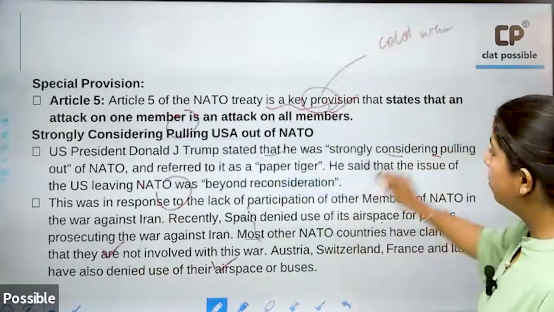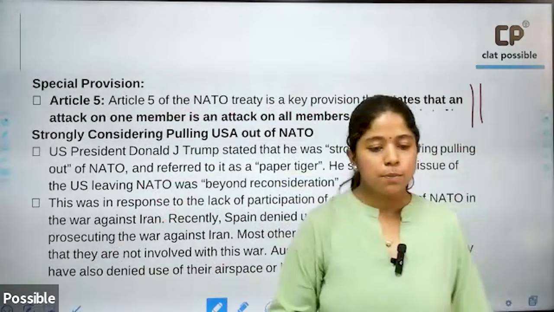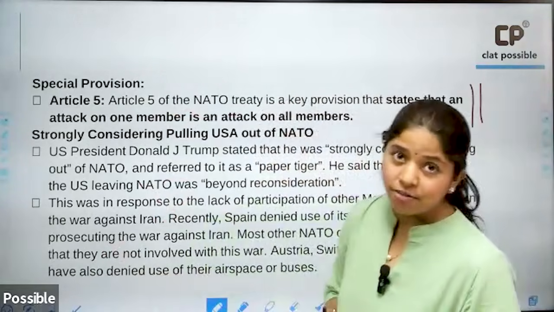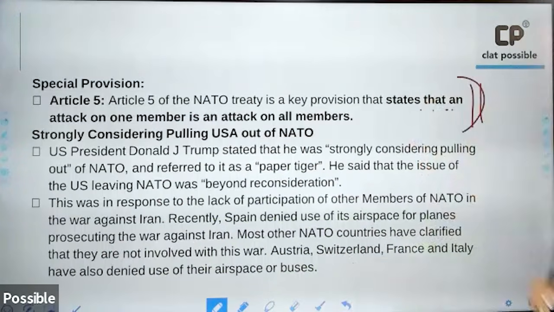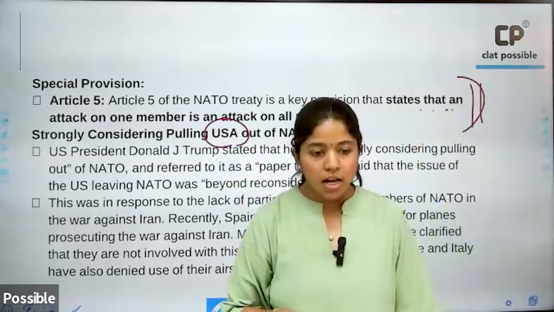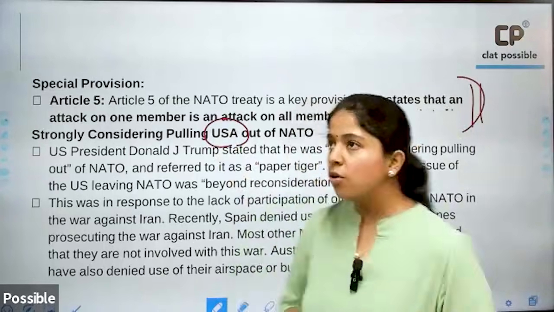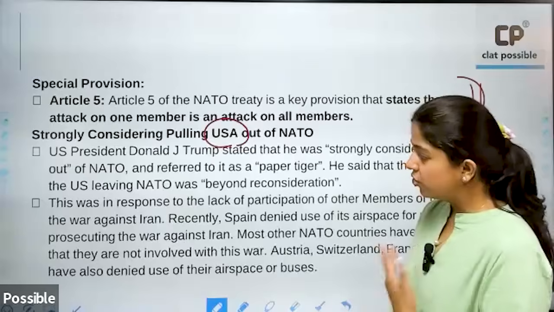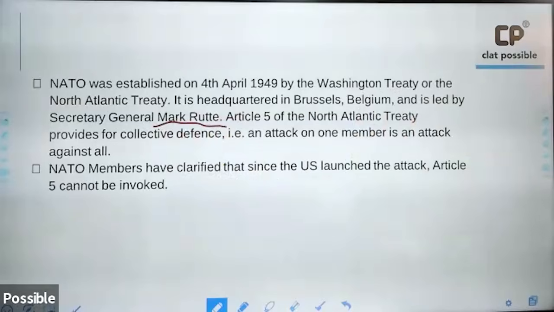Then coming to the most important provision of NATO, which is Article 5. It provides the principle of collective security, where an attack on any one member will be considered an attack on all of them, and therefore can entail collective attack by all the member countries of NATO. This was being invoked by the USA during the Iran-USA war, against which a large number of European NATO member countries objected, due to which the US President has now proposed pulling out of NATO. Also do remember that the present head is Mark Rutte.